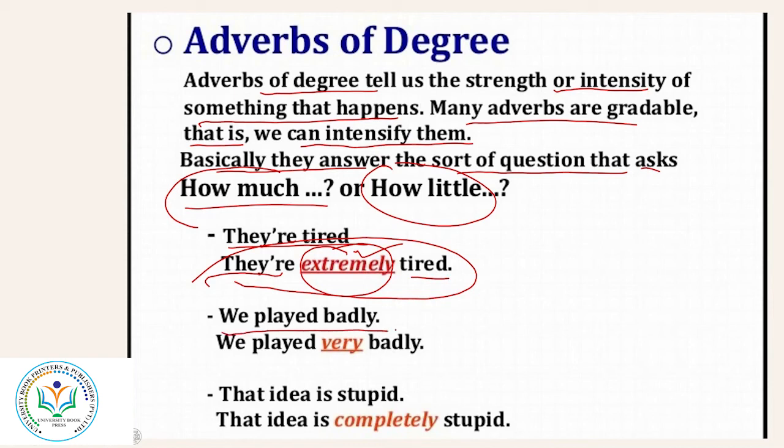We played badly. How much bad? Yes, very badly. We played very badly. Badly is another adverb, which is modified by the adverb of degree very here. That idea is stupid. How stupid? Completely stupid. You can see the intensity of a verb here.